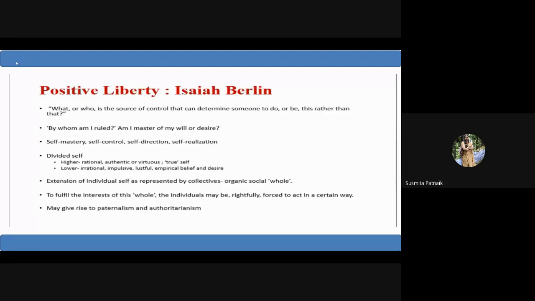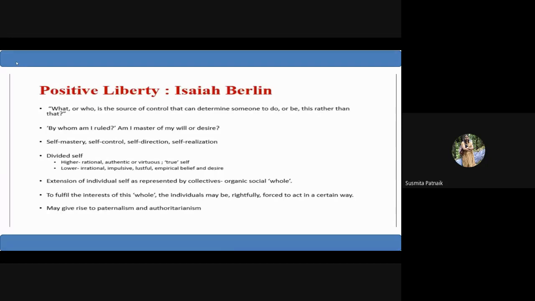So here, among the relationship, there are three types of liberty or liberalism. We know that liberty is derived from the word liber. Liber is nothing but freedom. And among the relationship between the individual and the state, we have the classical liberal, the modern liberal, and the contemporary liberals.